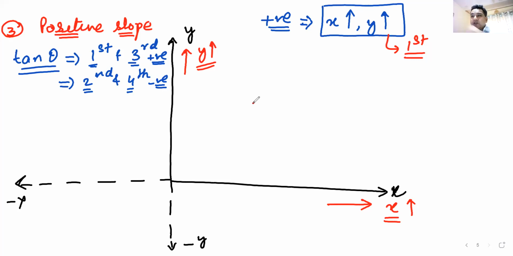If you increase the value of x, value of y increases, it lies in the first quadrant and the slope is positive. Am I clear? First quadrant, Anjali, clear. Great.